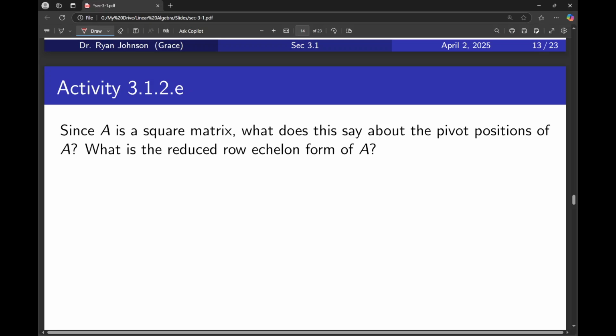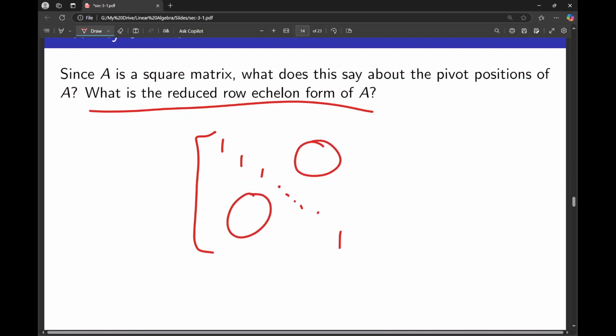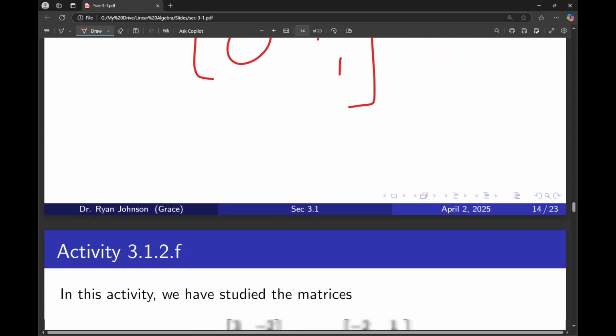Since A is a square matrix, what does this say about the pivot positions of A? What is the reduced row echelon form of A? I'm going to answer both questions by doing this one. So it's basically 1, 1, 1 along the diagonal, and then all zeros here, all zeros there. So that means your pivot positions are along the diagonal. This is the n by n identity matrix. So there's only one type of Gauss-Jordan elimination result you get with an invertible matrix. When you do Gauss-Jordan elimination of an invertible matrix, you get the identity matrix.